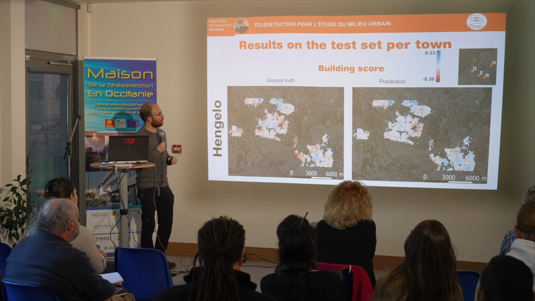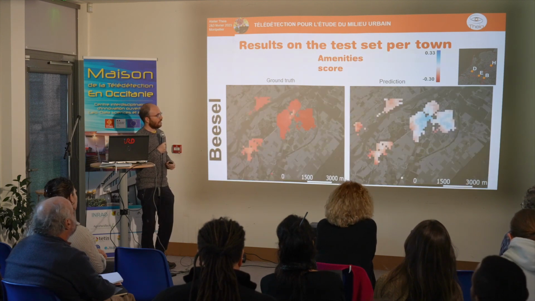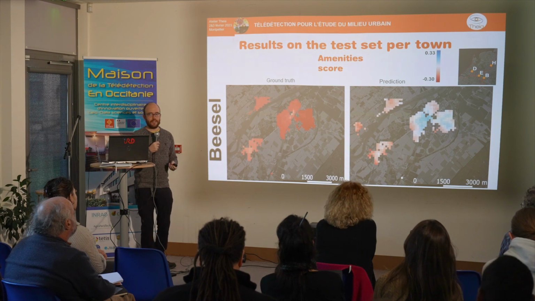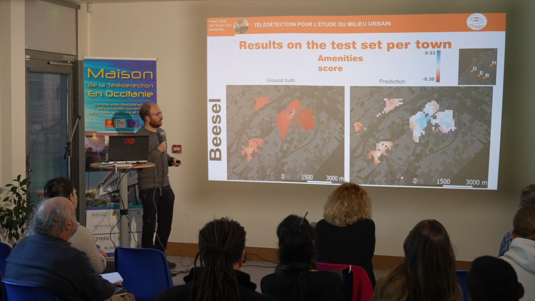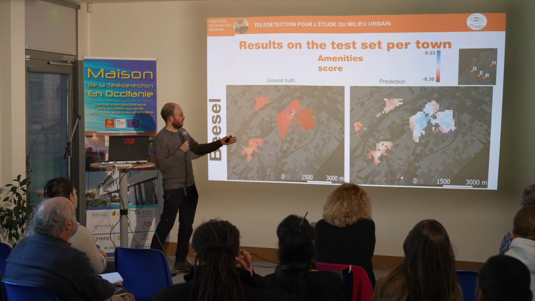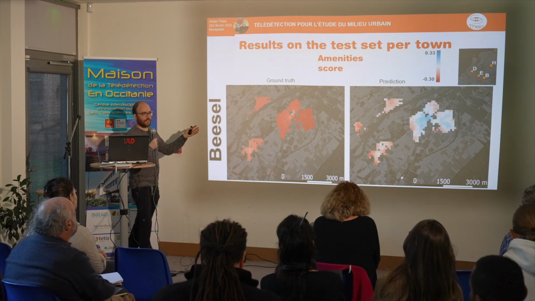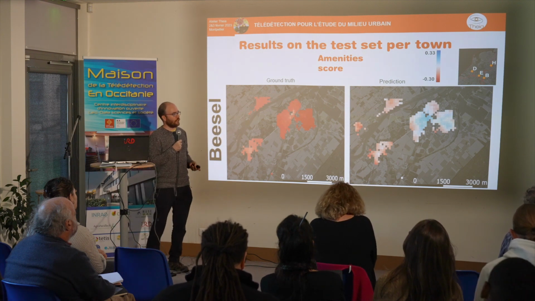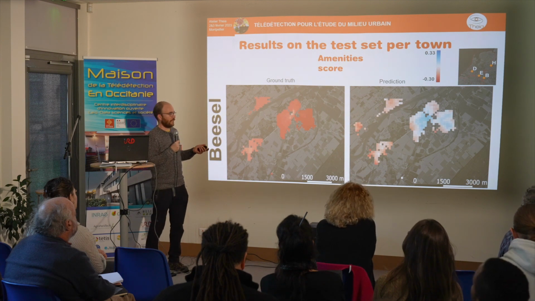And if we move even farther away to a small city like Basel, the model basically completely fails. In the case of the amenities score, the ground truth says that this place is very isolated, it's very far away from basically everything, and this is not something that the model has been able to capture, simply because it cannot see it on the images.